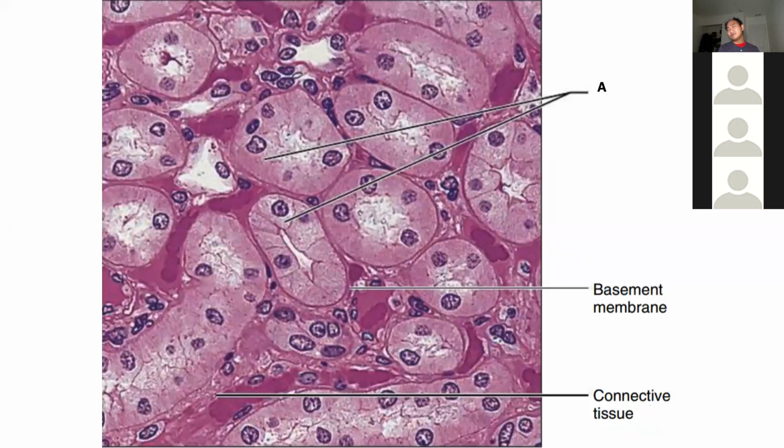And look at that. You can see the square, cuboidal-shaped cells around the lumen here, and you can see the nucleus. These square shapes are not multiple layers, they are only one single layer. And this must be simple cuboidal epithelium. This is a histology slide taken from a kidney. So inside all kidneys, renal tubules are lined by cuboidal epithelium.